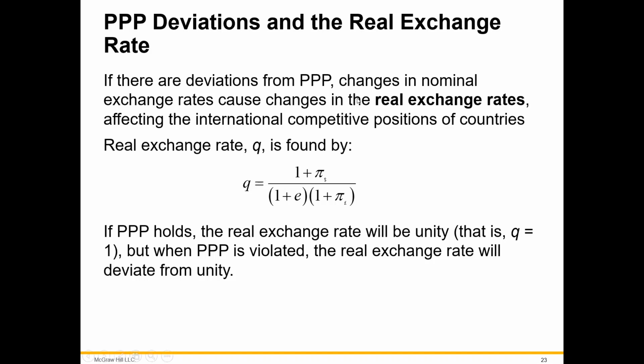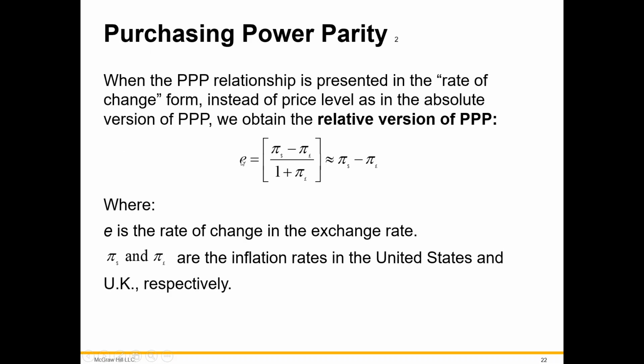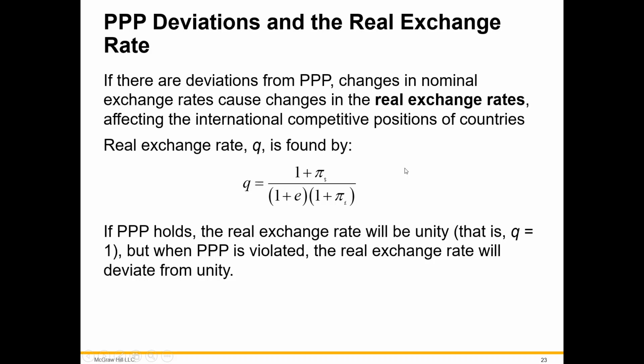So if purchasing power parity doesn't hold, changes in nominal exchange rates cause changes in real exchange rates. So we have nominal, meaning after inflation, and real meaning before. So here's our inflation, here's our inflation and here's our other inflation. And we know that E is connected up with this exchange rate change.